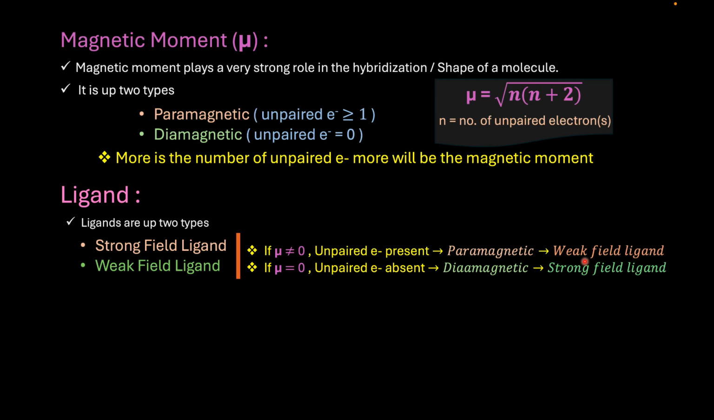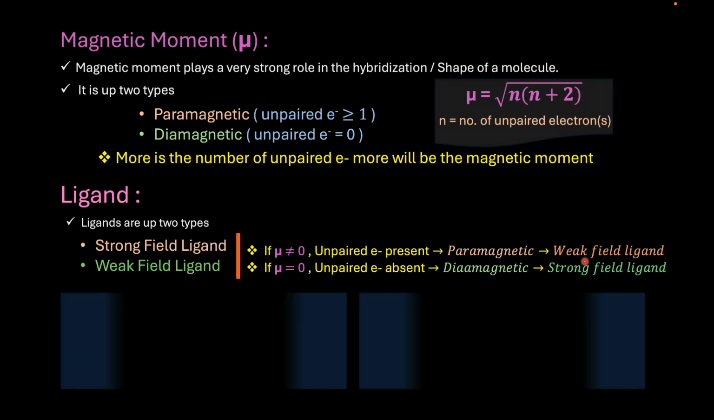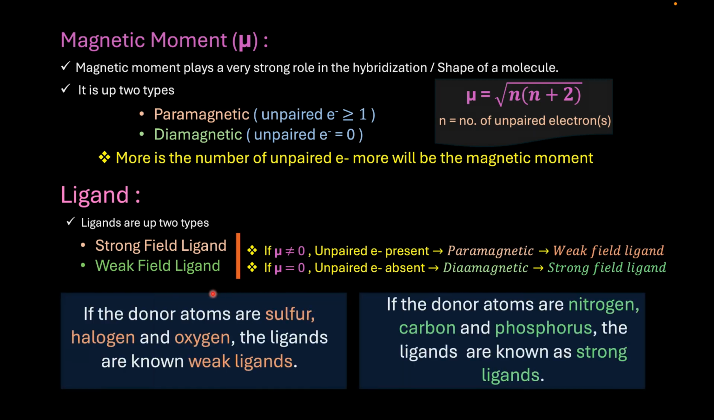Here is a simple trick we can use to remember which ones are the strong field ligands and which ones are the weak field ligands. If the donor atoms are sulfur, halogen and oxygen, then the ligands are known as weak ligands. If the donor atoms are nitrogen, carbon and phosphorus, then the ligands are known as strong ligands.